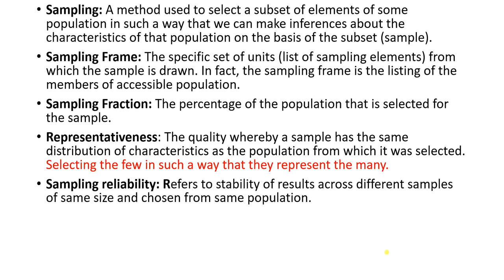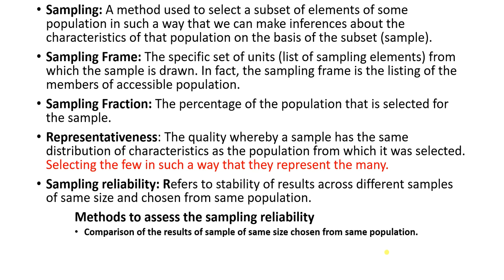Another term that we often encounter when we study sampling design and sampling technique is sampling reliability. Sampling reliability may be simply defined as the stability of the findings or results of the various samples. So, stability of the results across different samples of the same size and chosen from the same population is called sampling reliability. And we can use different methods to determine the sampling reliability.